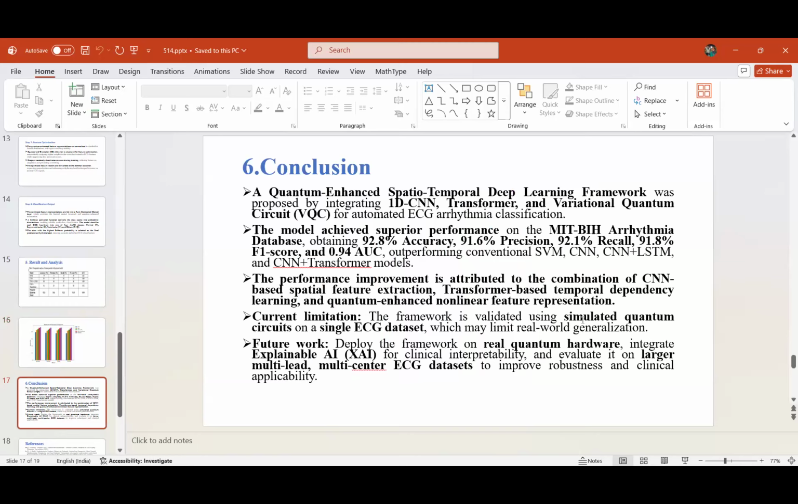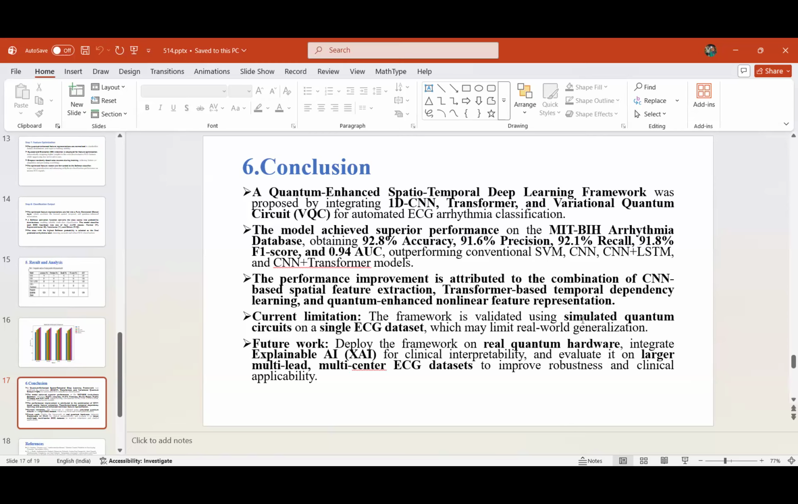This is the conclusion part. A quantum-enhanced spatiotemporal deep learning framework was proposed by us, which integrates different techniques. The model achieved superior performance compared to the existing ones, using the MIT-BIH dataset. The performance improvement is attributed to the combination of CNN-based spatial feature extraction, transformer-based temporal modeling, and quantum-enhanced nonlinear feature representation.